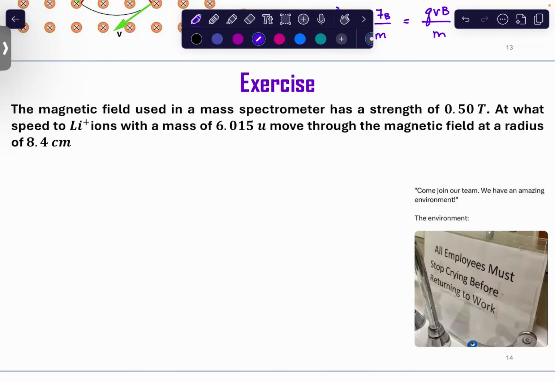Yeah. So lithium ions with a mass of 6.015 U. What's U? Move through this magnetic field at a radius of 8.4 centimeters. What speed are they moving at?